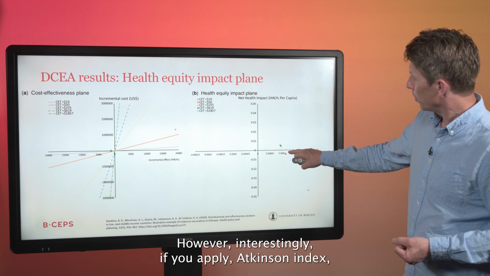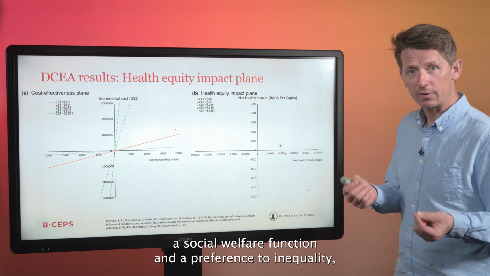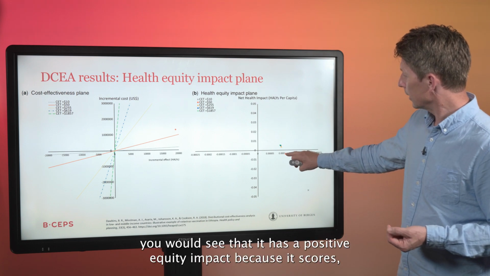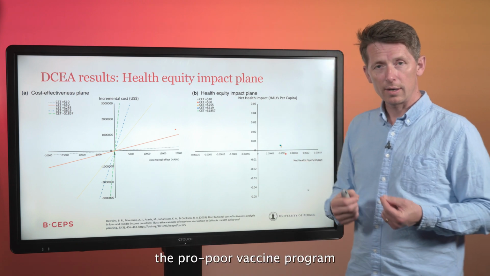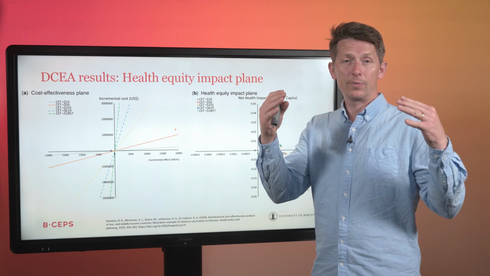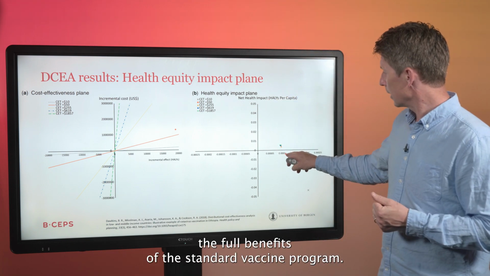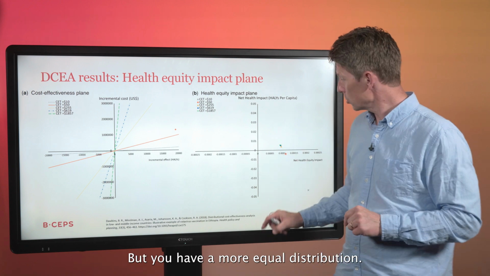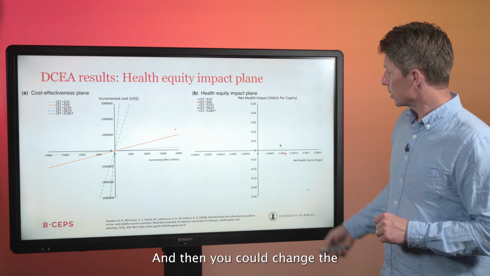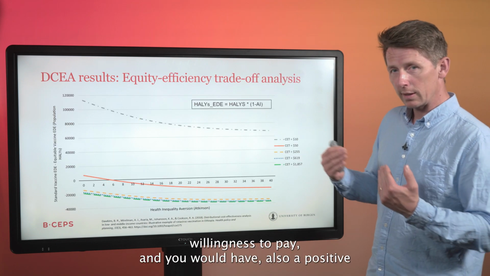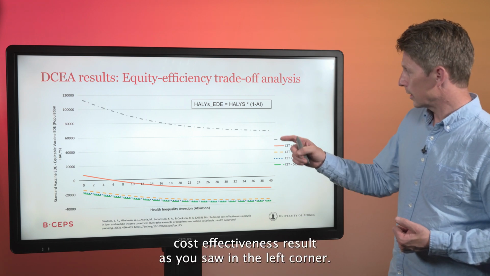However, interestingly, if you apply the Atkinson index, a social welfare function, and a preference for equality, you would see that it has a positive equity impact, because the pro-poor vaccine program does not cash out the full benefits of the standard vaccine program, but you have a more equal distribution, and this is captured in the Atkinson index. And then you could change the willingness to pay, and you would also have a positive cost effectiveness result, as you saw in the left corner.